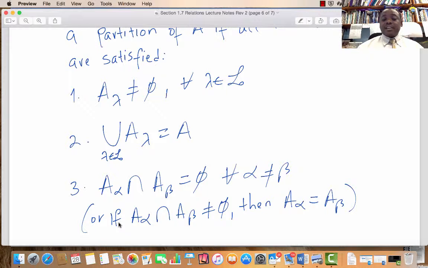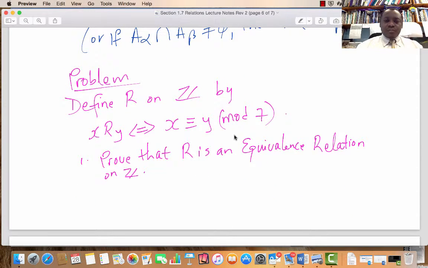Or we can say that whenever A alpha intersection A beta is different from an empty set, then A alpha must be equal to A beta, or alpha must be equal to beta. This is just the definition of a set being pairwise disjoint or mutually disjoint. So if these three properties are satisfied for every alpha, beta, lambda in our indexing set L, then we conclude that a set of subsets of the non-empty set A would form a partition of A. In closing, let me give you a few problems.